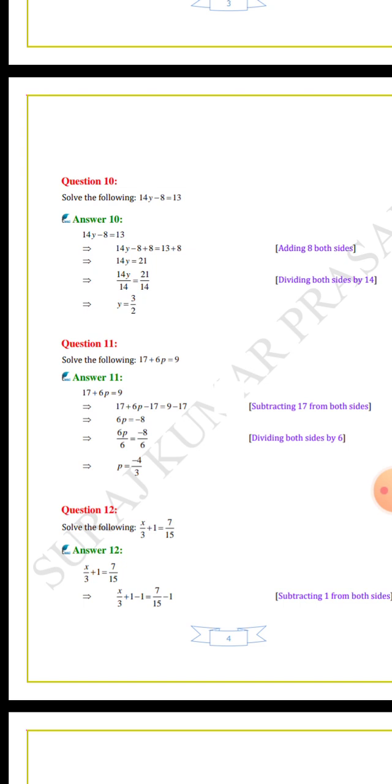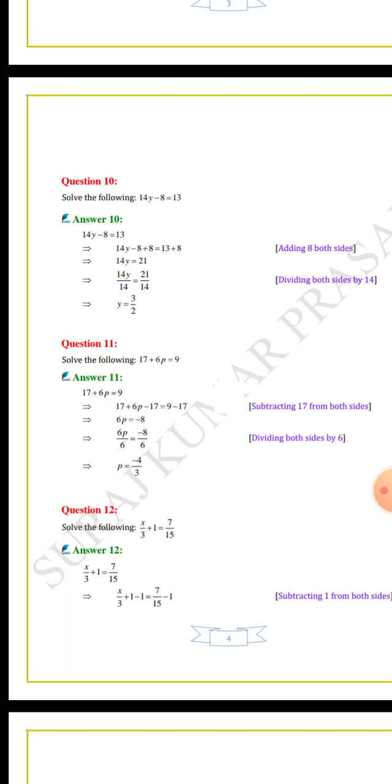In 14y by 14 we can cancel both the 14s and the remaining is y. Then by cancelling 21 by 7 we get 3 by 2. Then y value is 3 by 2.